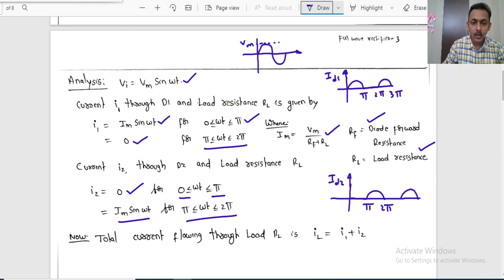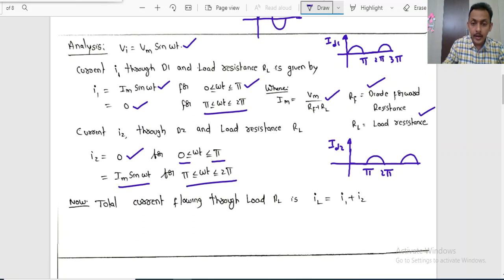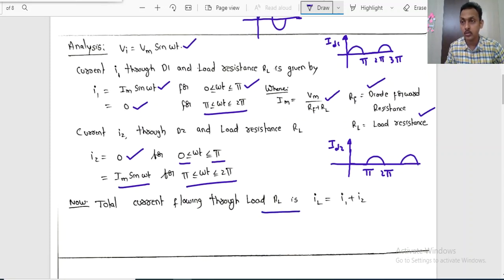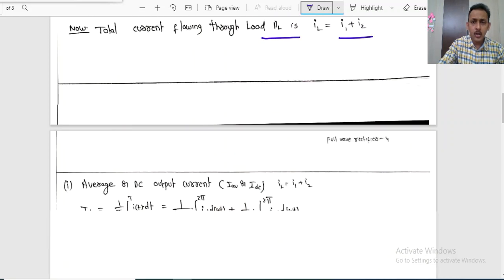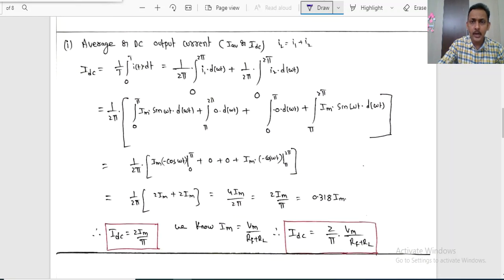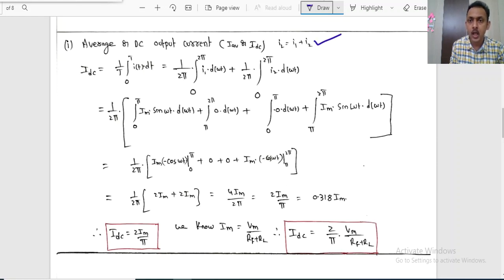Right? Now, what will be the current through the load resistor RL? It will be the sum of both the currents, so it is simply I1 plus I2. That is one more important point: the current through the load resistor IL is I1 plus I2.